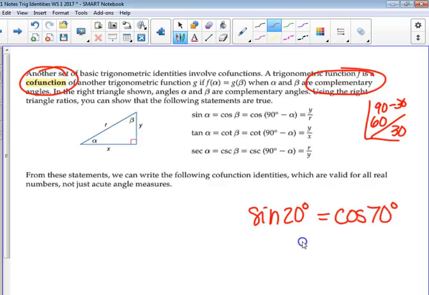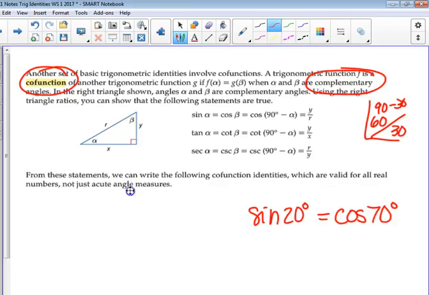Type it in your calculator real fast if you have it out. Sine of 20, enter. Cosine of 70, enter. Should be in degrees. Yes, they're equal? Okay. So cofunctions of complementary angles are equal. Cofunctions of complementary angles. Now, it seems really cool, and we like never use it, okay?